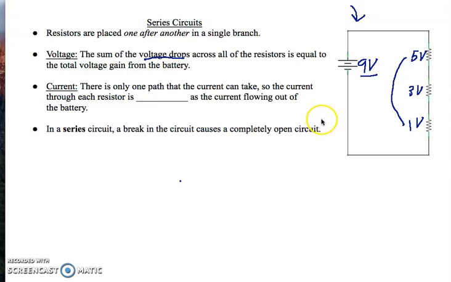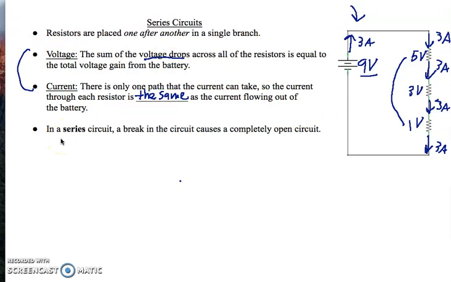Current's going to actually be a little bit simpler. For a series circuit, there's only one path for the current to take. So the current through each resistor is going to be the same as the current flowing out of the battery. For example, if 3 amps flows out of the battery, you have 3 amps through every single resistor because there's only one place to flow. They're all going to have the same current, whatever comes out of the battery. So again, voltage and current behave sort of the opposite as in a parallel circuit.